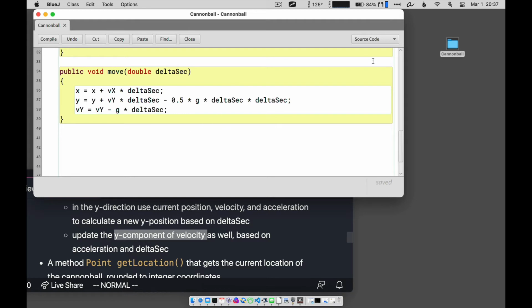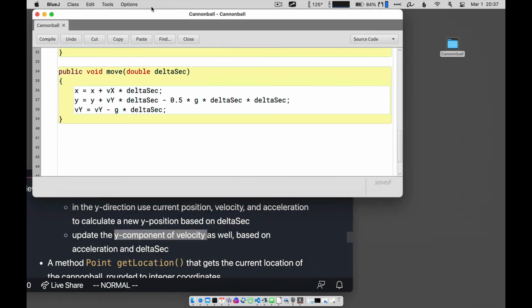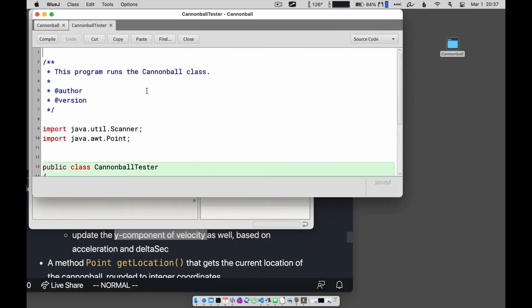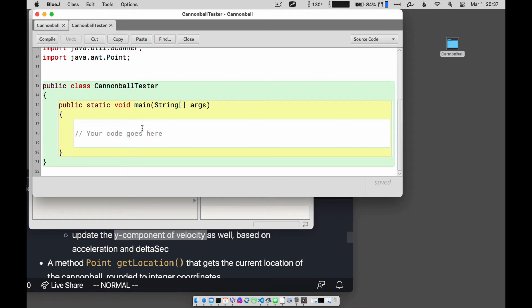Maybe I should just run in there and do a couple of tests and see if I can figure out what's going on. Have I completely blown it yet? Let me open up the Cannonball Tester and I'll just try a couple things here. So let me make a Cannonball, we'll just call it C. It's a new Cannonball, and I'm supposed to put in the X and Y positions. So I'll just put in 0 and 0. It's going to start in the corner. I start at the origin.